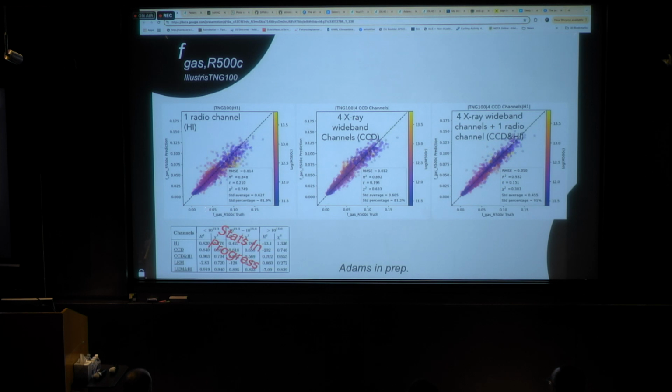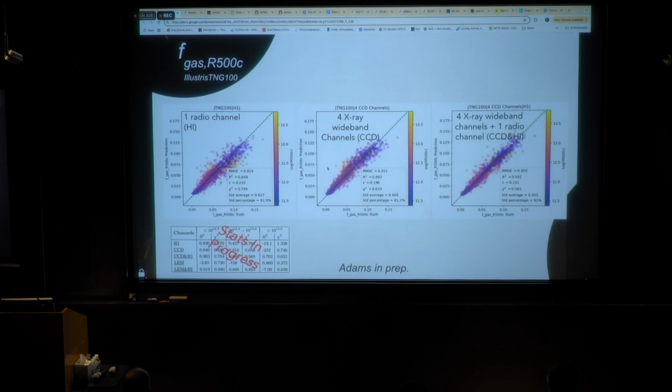On the left, this is actually a statistic that is non-monotonic. It's actually lowest at the intermediate halo masses in IllustrisTNG. And this is an interesting test case. So one radio channel on the left adequately infers f_gas. The X-ray channels do better overall.